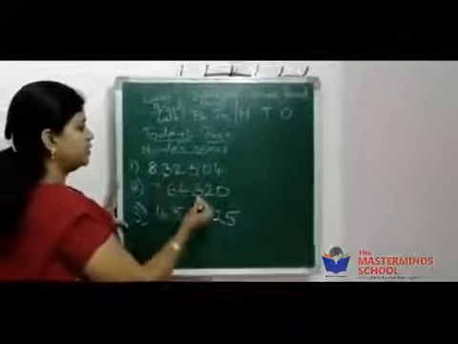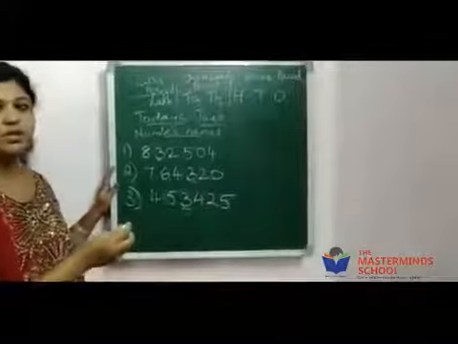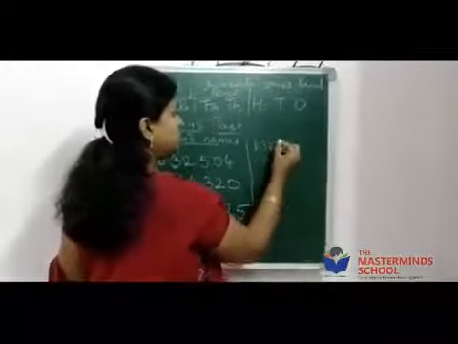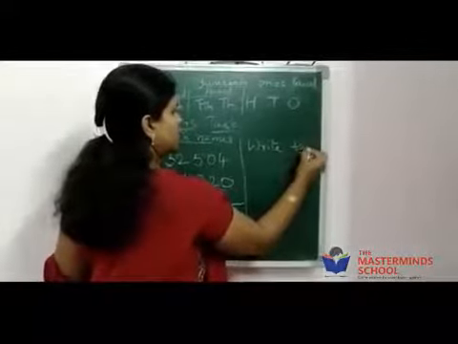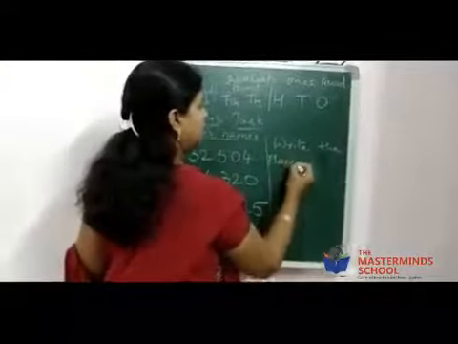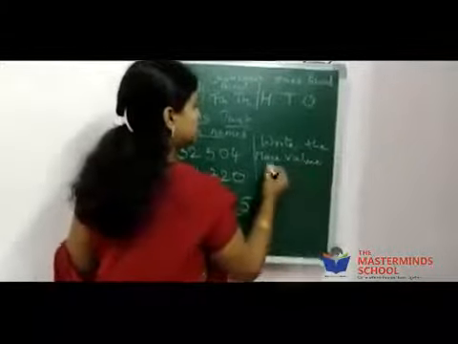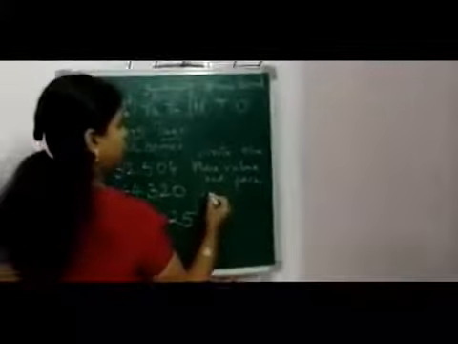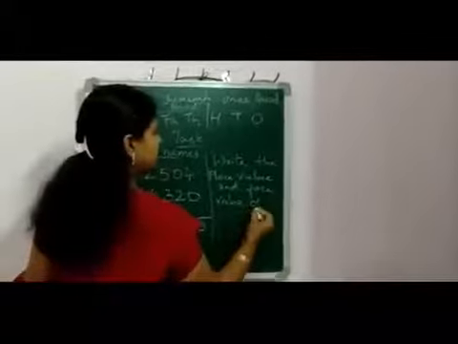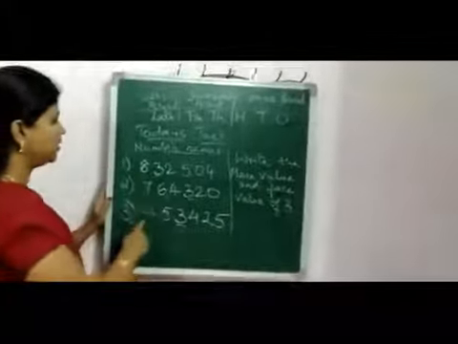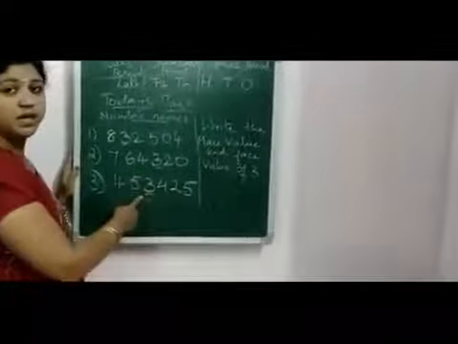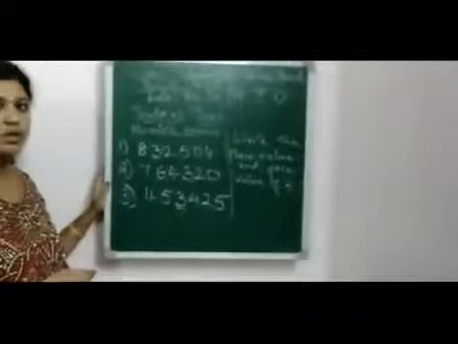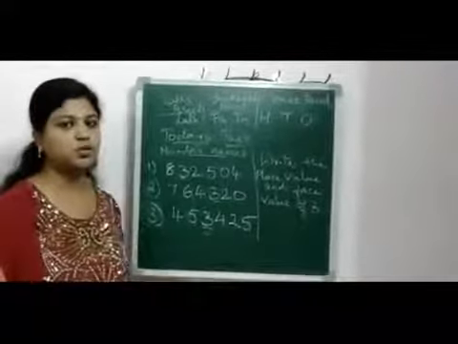We have 3 in these numbers, right? So write the place value and face value of the digit 3 in the following numbers. Face value of 3 in all these numbers. We find 3 in all the numbers, right? So find the place value and face value of this digit 3 in all these numbers. Okay, children, will you try it? So please do try it.